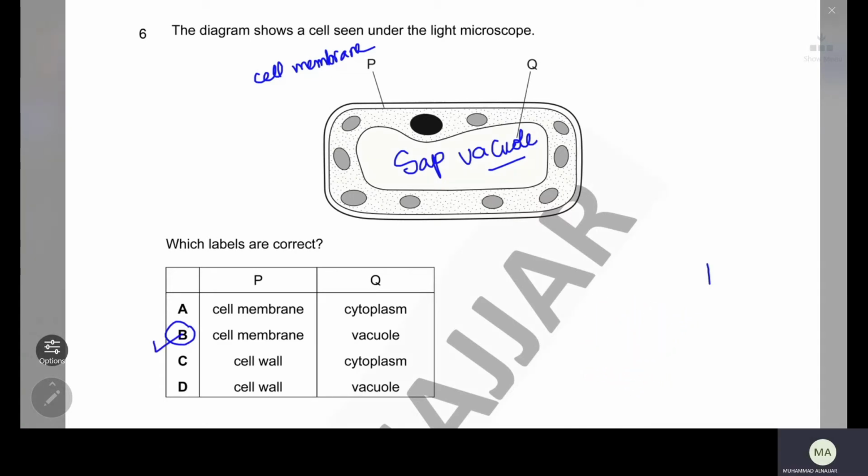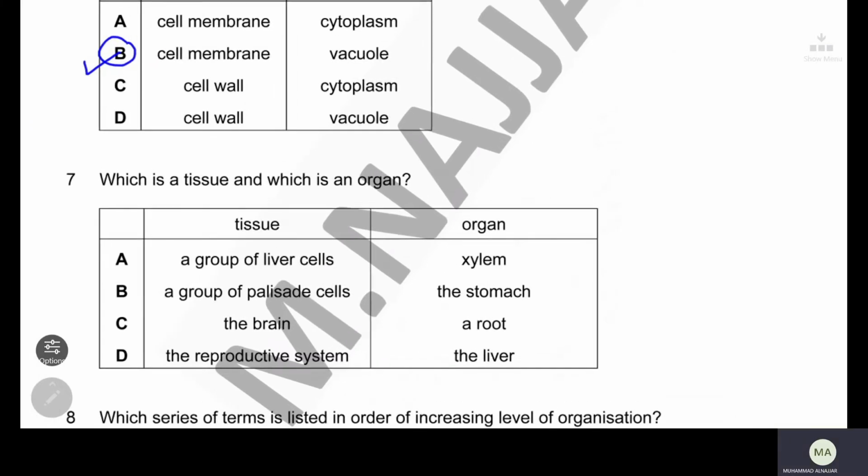Question number 7. Which is a tissue and which is an organ? Tissue is a group of liver cells. Organ, xylem. Let's look at it. A group of liver cells is a tissue, okay, that's correct. But xylem is not an organ, so we will exclude it. B, a group of palisade cells. Yes, this is a tissue, they make the palisade mesophyll. The stomach is an organ, so this is the correct answer.